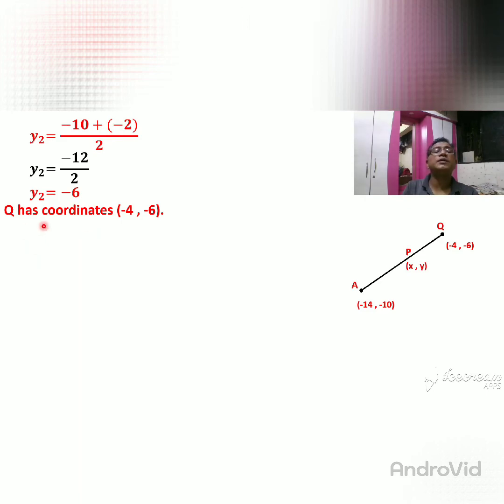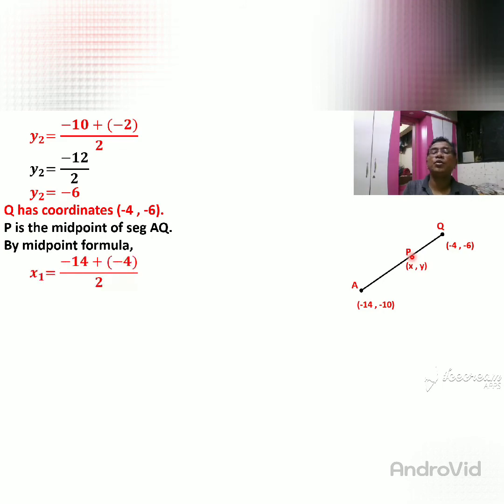So the point Q has the coordinates minus 4 and minus 6. Then the point P: P is the midpoint of segment AQ, and that is what we want to find. By the midpoint formula, we can solve this problem.